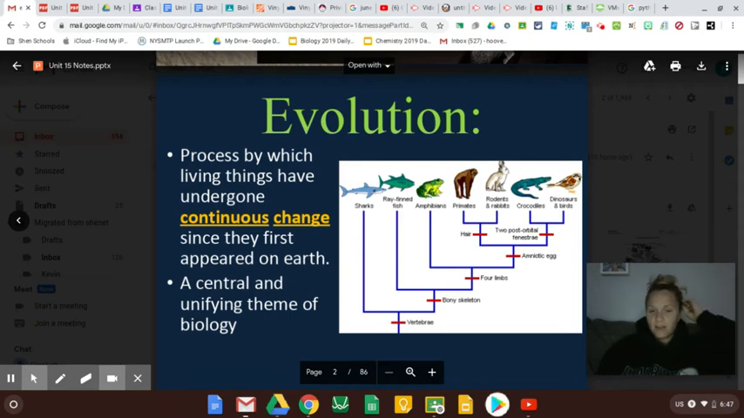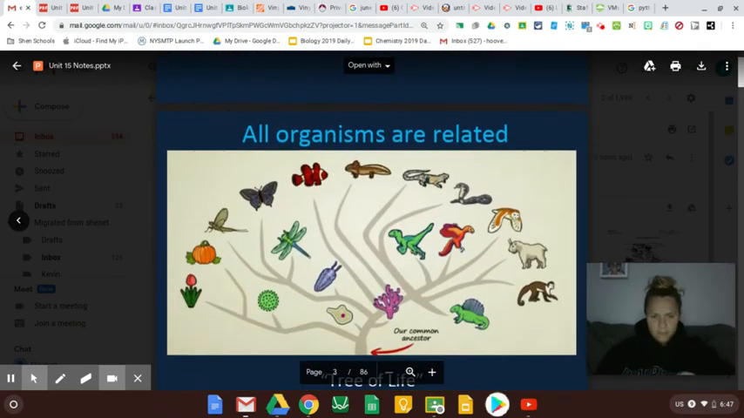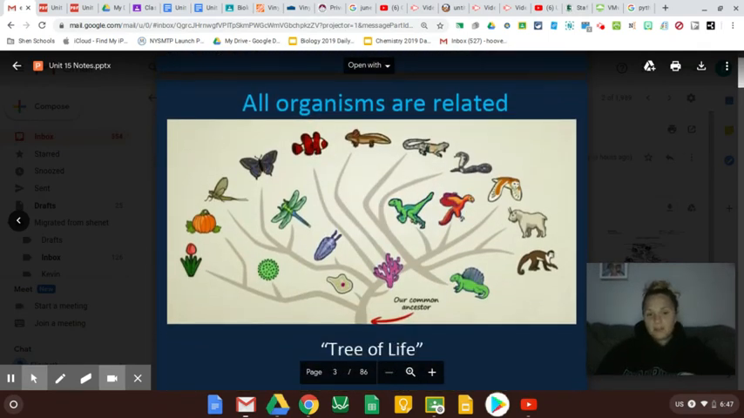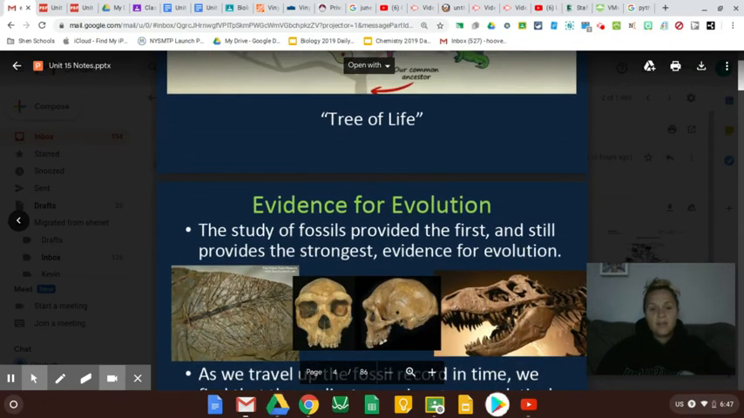So just the idea of evolution is continuous change over time. That would mean that all organisms are related in the tree of life. At the base of the tree there, you can see we all have a common ancestor. So we'll talk about that.